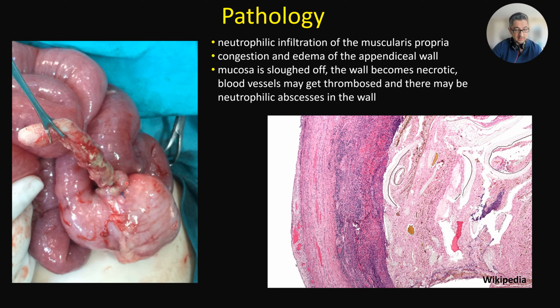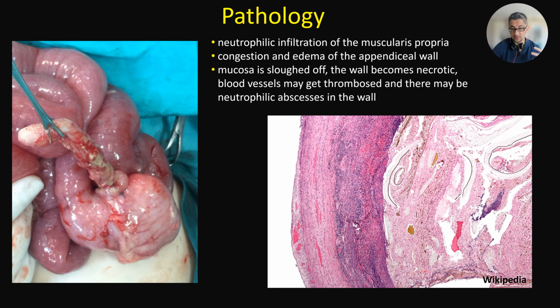Macroscopically, if you see a purulent discharge over the appendix, if you see pus over the appendix, it's easy to confirm the diagnosis in a distended appendix. Microscopically, there is neutrophilic infiltration of the wall of the appendix.